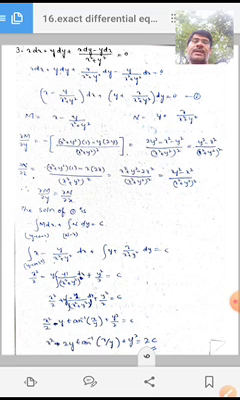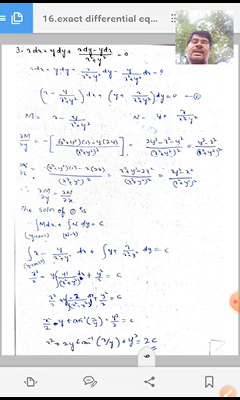Here ∂M/∂y: we have to take the derivative with respect to y, x is 0. Here we have to apply the u/v method. We are getting the result (x² + y² − 2x · x)... sorry, x into 2x over (x² + y²)², that is equal to (y² − x²)/(x² + y²)². Here ∂N/∂x is (y² − x²)/(x² + y²)². Here ∂M/∂y is equal to ∂N/∂x.